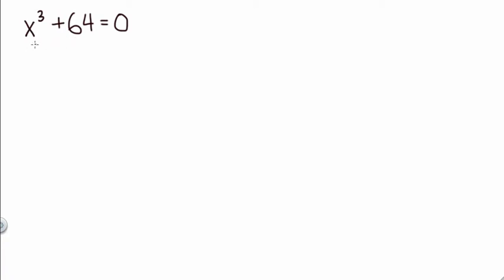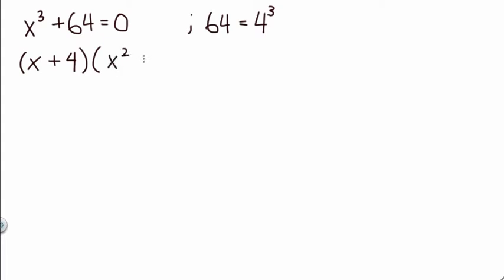But we also know that this is a sum of cubes, so we can factor it. So this one would be x + 4, keeping in mind that 64 is 4 to the third power. So we get (x + 4) times (x^2 - 4x + 4^2), sorry, squared. Okay, so this equals 0.